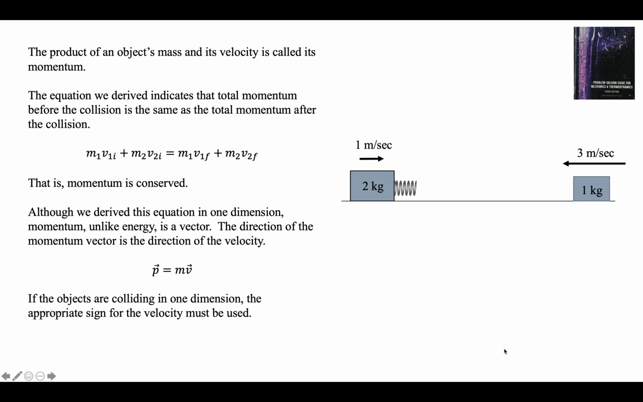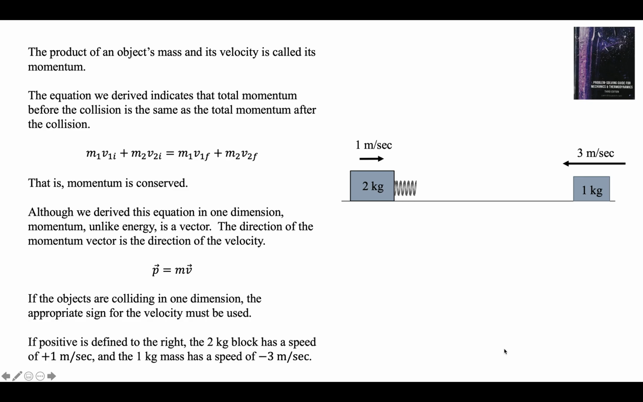If they're colliding in one dimension, the appropriate sign for the velocity must be used. If we define positive to the right, the 2 kilogram mass has a velocity of plus 1 meter per second, and the 1 kilogram mass has a velocity of minus 3 meters per second.